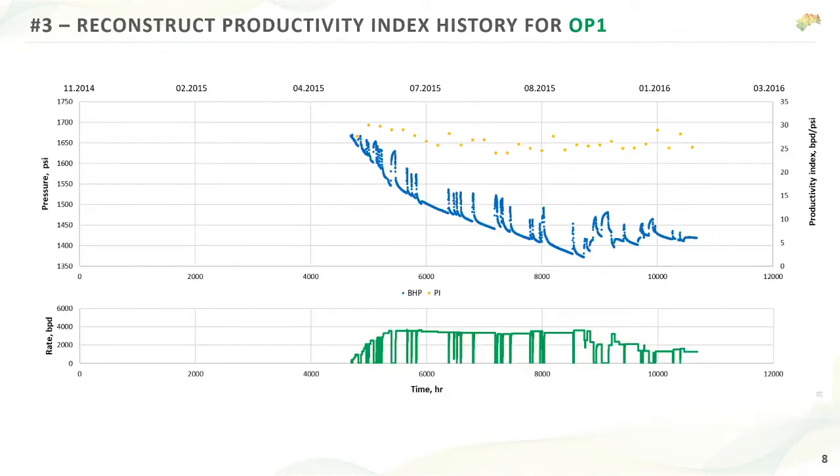Another thing we can deliver is the productivity index, because now, as we can reconstruct the whole history of formation pressure, and we also have the BHP, and we also have the rate, we can just calculate the productivity index, and I plot it here in yellow points in the top panel, and you can see that the productivity index has been relatively stable. Well, there's no issue with the well. We don't see that the contact is getting any worse, so it's actually fine.